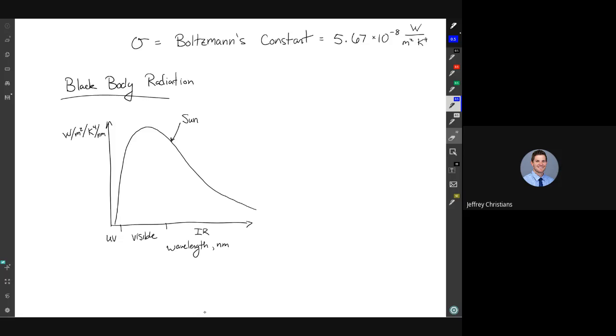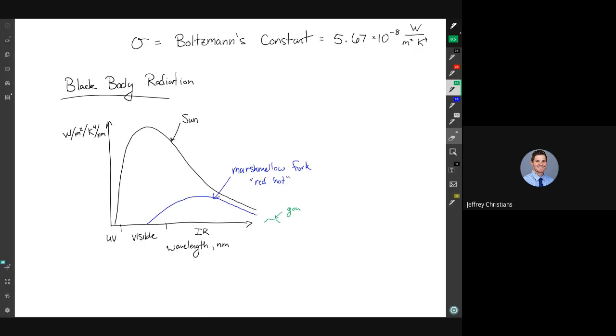And that's going to look like this. It's going to look like that. Now, you personally are going to look like that. That's you. You're going to emit just a tiny bit of light way in the IR. Why? Because your body is not super warm.